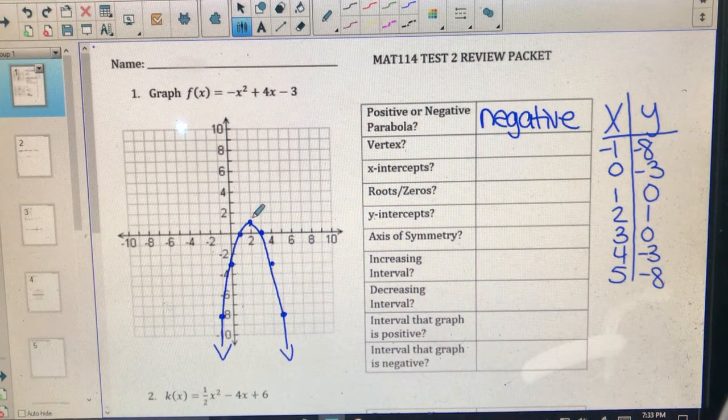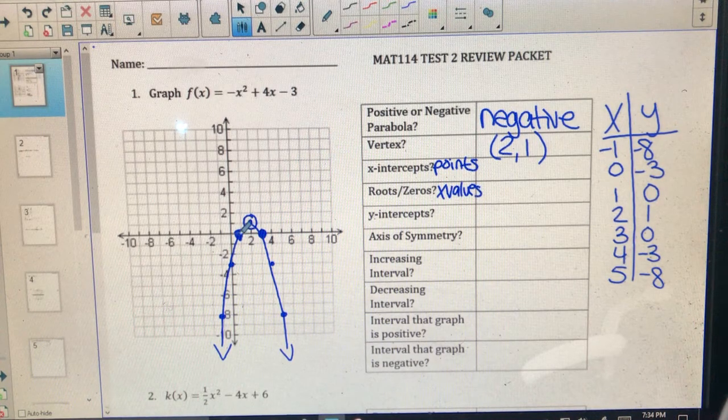My turning point is right here where the parabola turns, and that is the coordinate point 2, 1. Remember, it's got to be x, y. That goes right to up 1, so it's the point 2, 1. X-intercepts, roots, and zeros are all at the same place on the graph. It's where it crosses the x-axis, specifically right here and right here. X-intercepts need to be written as points.